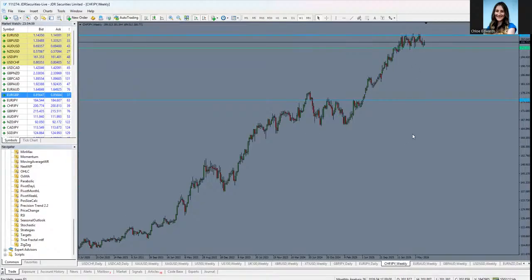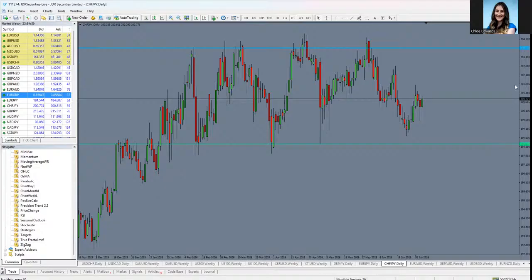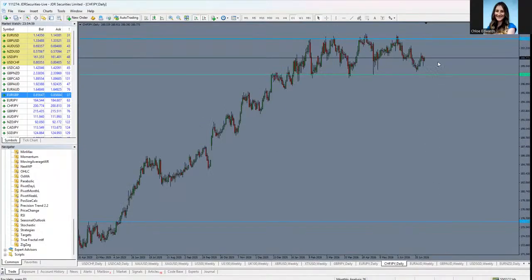Swiss yen also. So Swiss yen very much in a range between those highs up there and these lows down here. Daily time frame, we can really clearly see there's no trend there. And I would be looking for a break either above these highs or below these lows before I can really trade on Swiss yen.